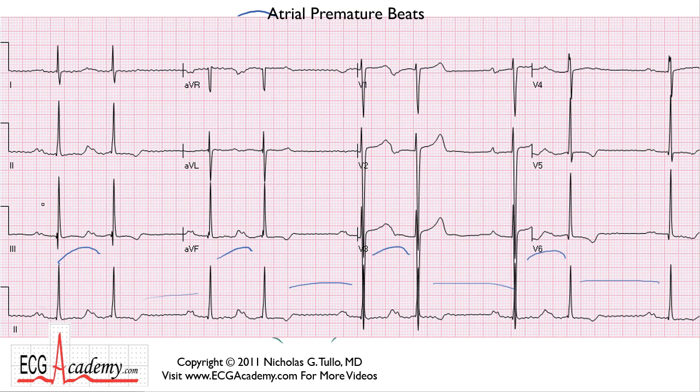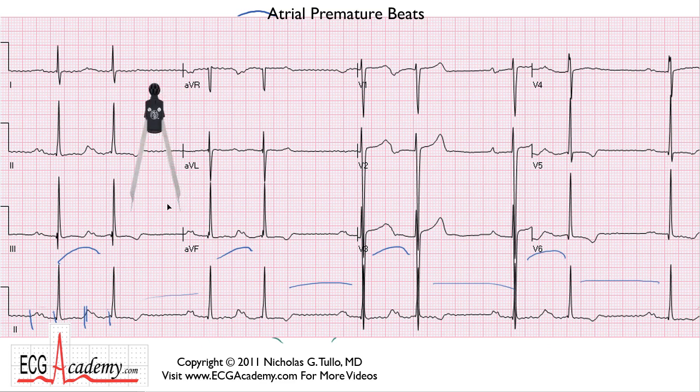Well, when we look for P waves, we can see this big giant P wave here with a fairly long first-degree AV block. Looks to be almost 400 milliseconds. And then in front of this beat, we see another P wave, and the PR looks to be even longer. So it's looking like AV block, but wait. Let's get out our calipers and make sure.